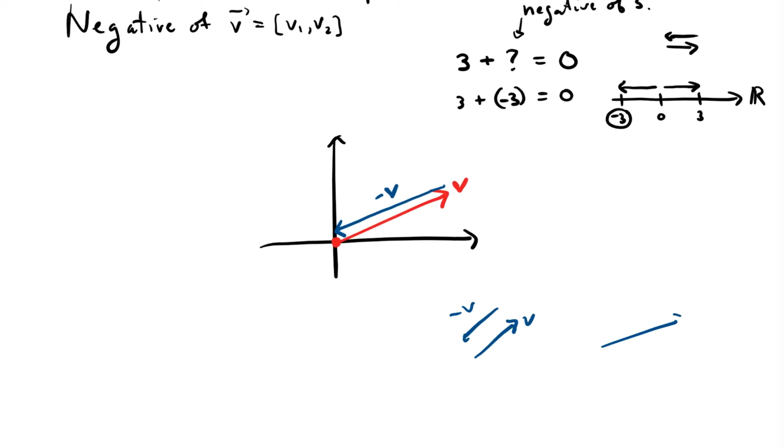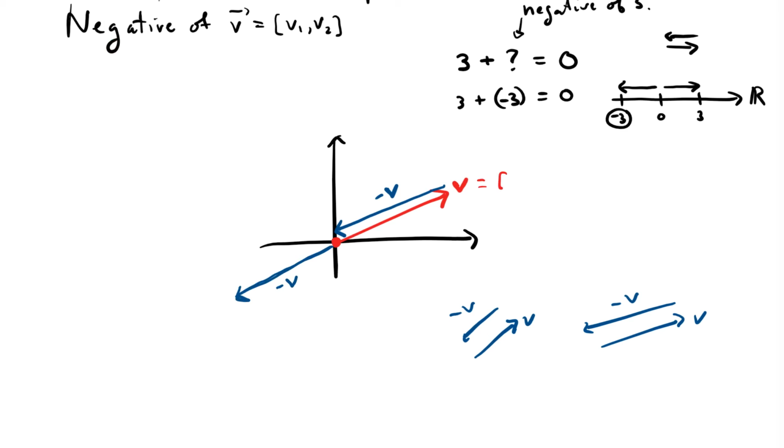If you've got a vector v like this, that would be negative v. Okay, very simple. In terms of its coordinates, that's not too hard to obtain either. If I want to define the coordinates of minus v, I need to make it start at the origin. So minus v would be here.